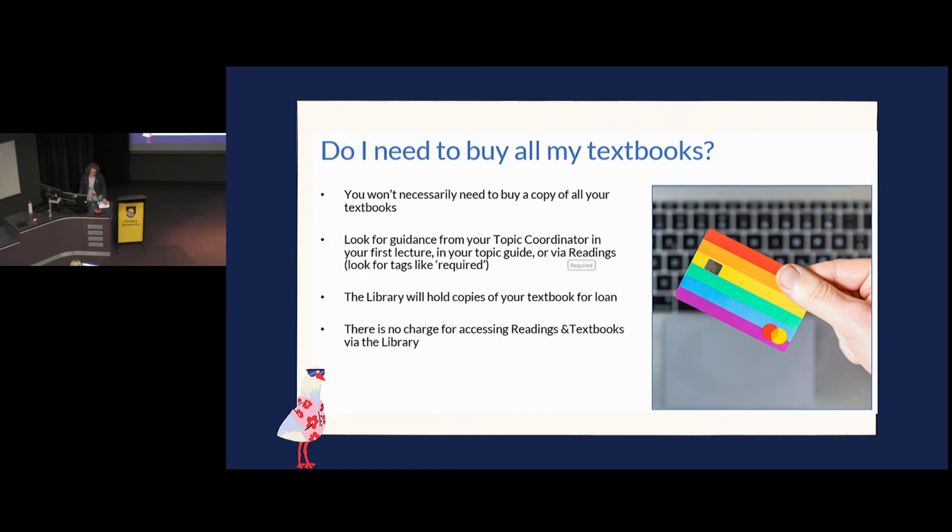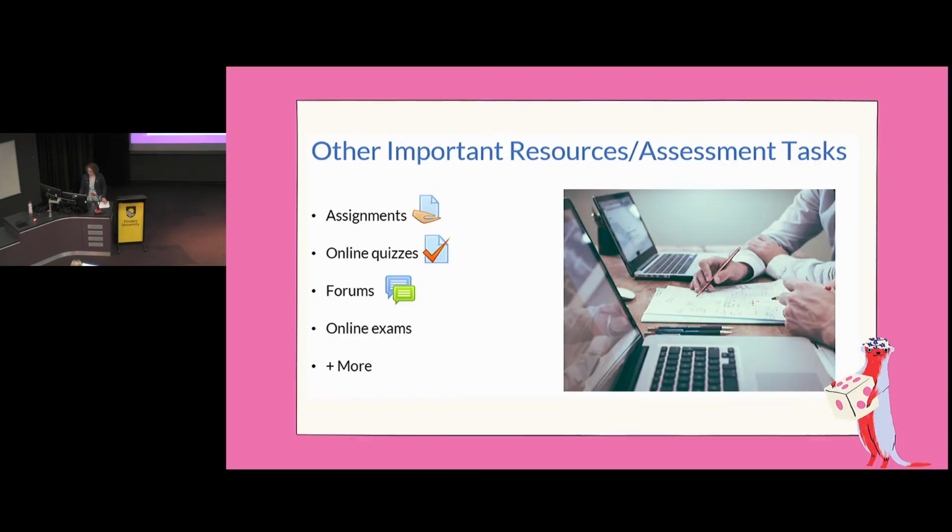We also endeavour to carry copies of all the required textbooks for every topic that's offered at Flinders, in either digital or print format or sometimes both. So there's no charge for accessing your readings and textbooks through the library. Whether or not you want to buy them comes down to personal preference. If we only have it in digital, but you would prefer a hard copy of a book, then perhaps you might like to buy it or try and get a hard copy from the library. But we do try and provide everything that you need through the library.